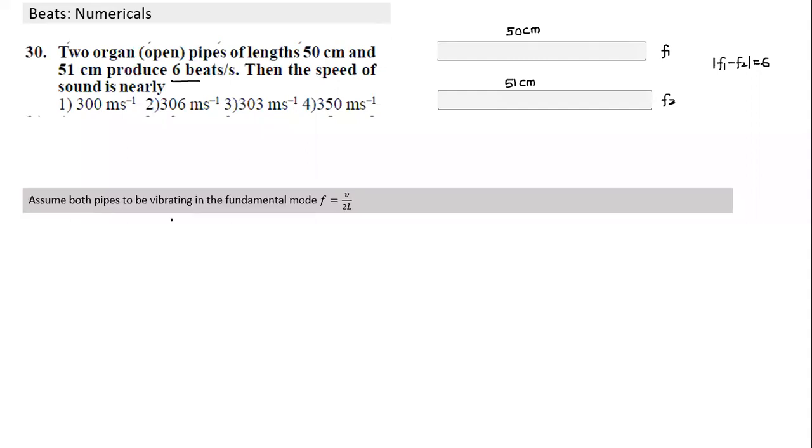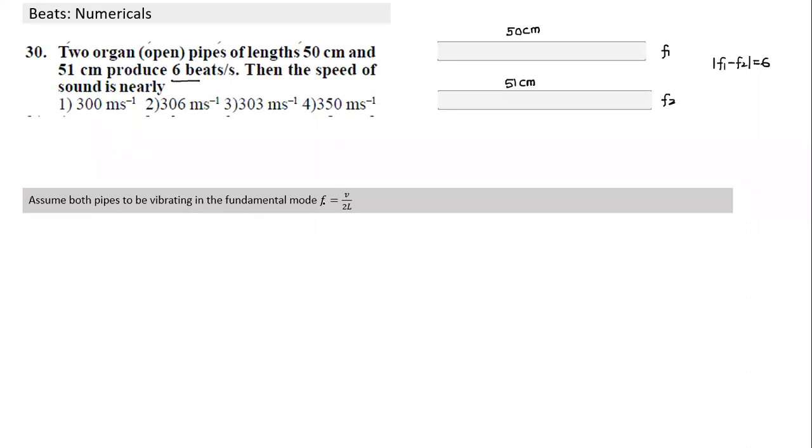Which formula do I need to use? Assume both pipes are vibrating in the fundamental mode. Whenever it is not given, we have to assume it is vibrating in the fundamental mode. For an open pipe, open at both ends, F is equal to V by 2L. That's the formula. Is the V value the same in both cases? Yes, in both cases V is the same.